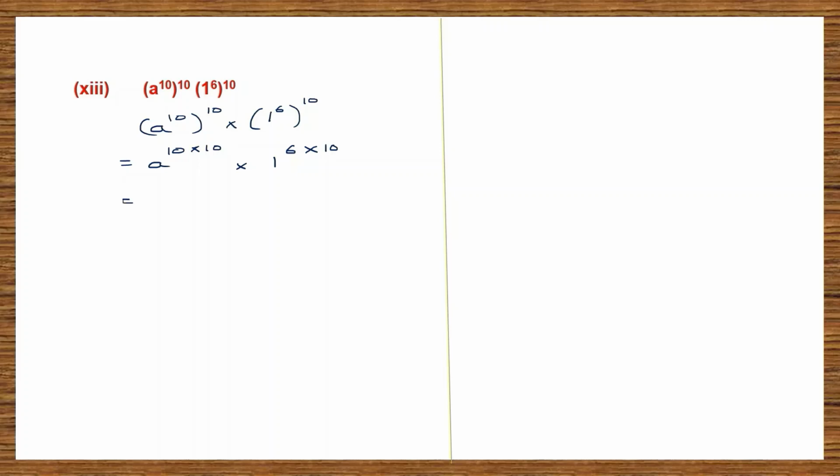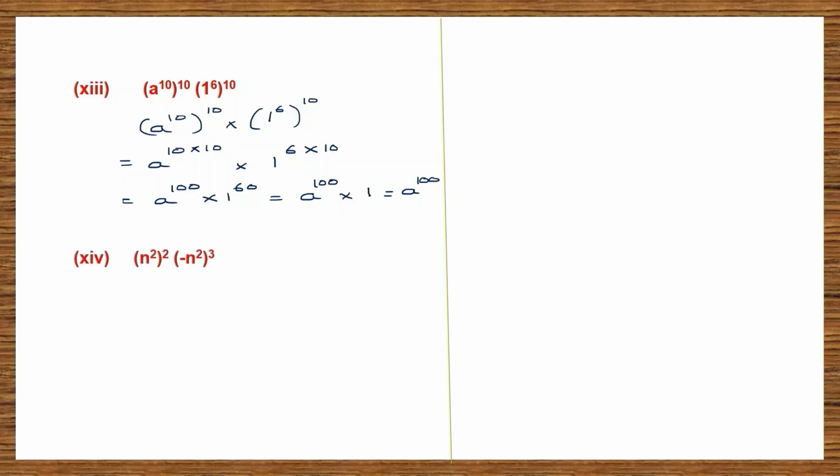So here this becomes a to the power of 10 into 10 is 100, into 1 to the power of 6 into 10 is 60. 1 to the power of 60. Now a to the power of 100, and 1 raised to any power will be 1 itself. So this is a to the power of 100, because a to the power of 100 into 1 will give us back a to the power of 100.